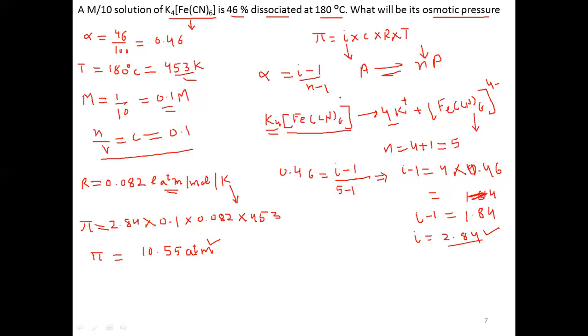As it was an electrolyte because it dissociates into ions, we have to use this formula, and iota we calculate from alpha by using this relation, and for this compound n was 5. So it was quite an easy numerical. Now let us move to our next numerical, which is the last numerical of today. It is a very interesting numerical.